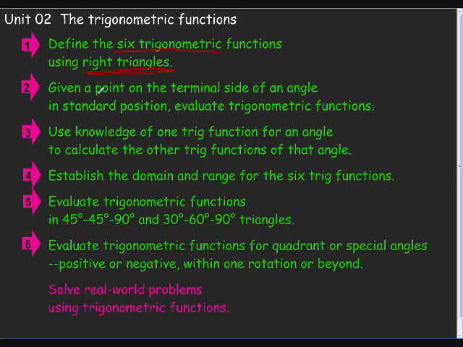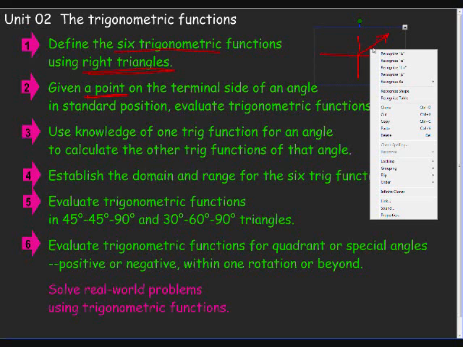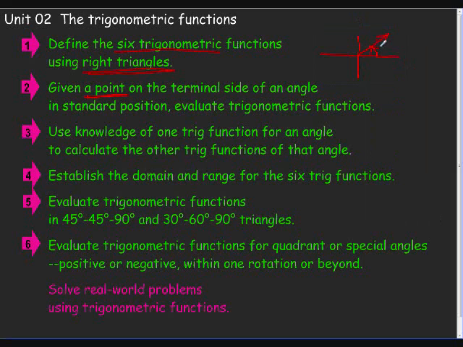Then we are going to take a given point somewhere on the coordinate plane. We're going to say that that point lies on the terminal side of that angle. And just knowing what this point is, we can figure out the value of the 6 trig functions.